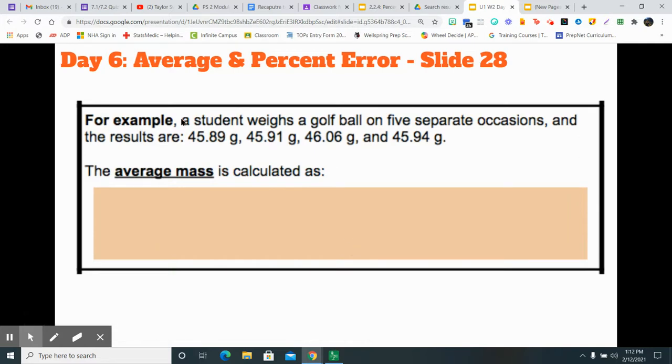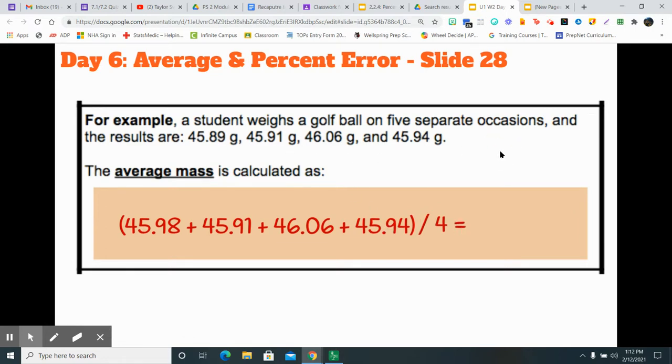So, for example, a student weighs a golf ball on 5 separate occasions, and the results are listed here. If I want to get the average mass, I just have to add up all of the values and then divide by the number of values. So here's the work for that. I'm going to add up all my numbers, divide by the total number of measurements, and then I'm going to get my final answer. This is the average mass of a golf ball in grams.